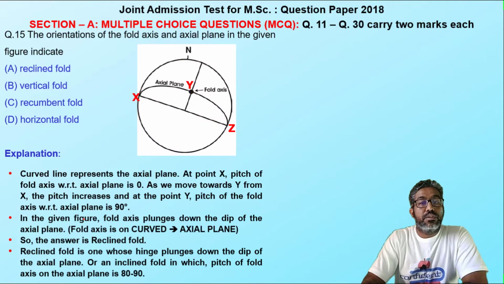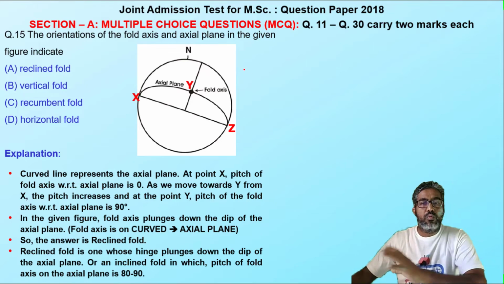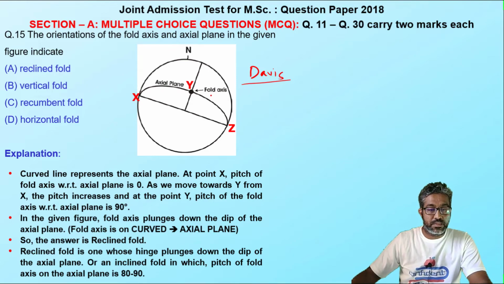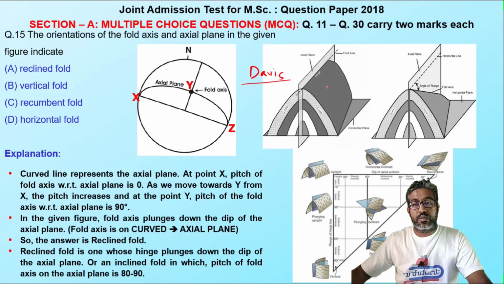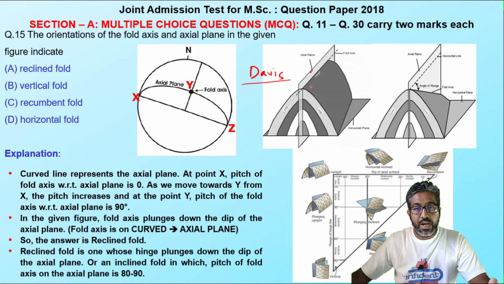Moving to the next question, this is related to your structural geology. It is a little bit simple question. Don't think that it is a tough question. Just have the concept clear by Davis. This is your axial plane, and this is your fold axis. Okay, let's have some definitions here. We have two types of fold axis: either a straight one, or it is dipping with respect to your axial plane.